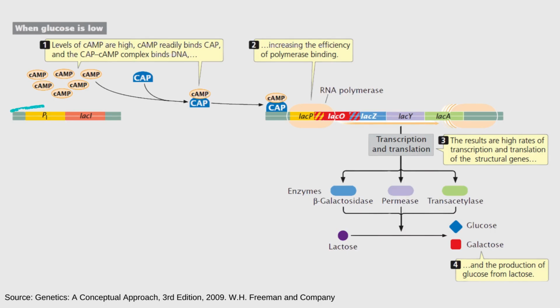When glucose is low, the levels of cAMP are high. cAMP binds to CAP and this complex binds to the DNA. This enables the RNA polymerase to bind to the promoter and initiate transcription. The results are high rates of transcription and translation of the structural genes. This produces glucose from lactose.